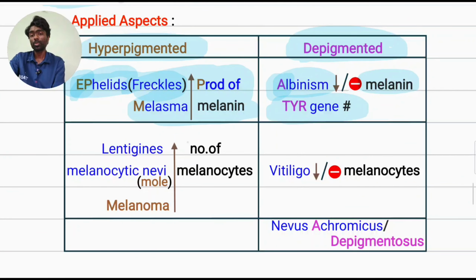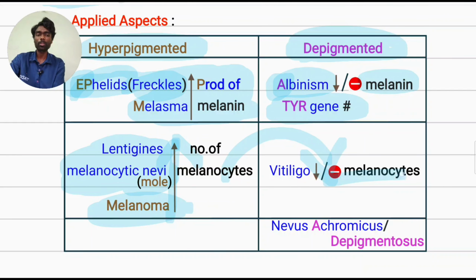Now coming to increase in number of melanocytes. Benign localized increase is seen in lentigines and melanocytic nevi. That is nothing but common moles. Malignant melanocytes are increased in melanoma. Quite opposite, decrease in melanocytes or complete destruction of melanocytes: vitiligo. Next, final applied thing is nevus achromicus, absent color, depigmentosis.